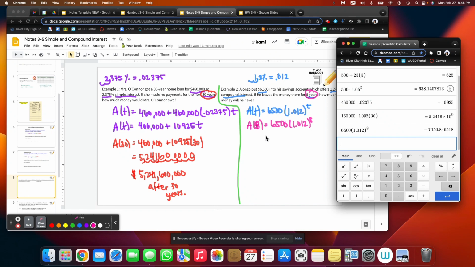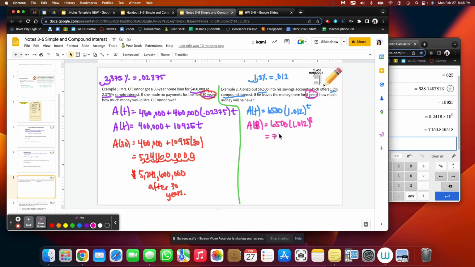So after 8 years, we have $7,150, and we'll round up to 85 cents. So after 8 years, $7,150.85. So here's an example of interest on a loan, meaning you'll owe a certain amount after a certain amount of time. And here's an example of the amount of interest earned on some type of deposit, where the amount of money that you have is growing. So that's the importance of having a savings account, right? You put money in there and the amount of money will just grow because it's sitting in a savings account.